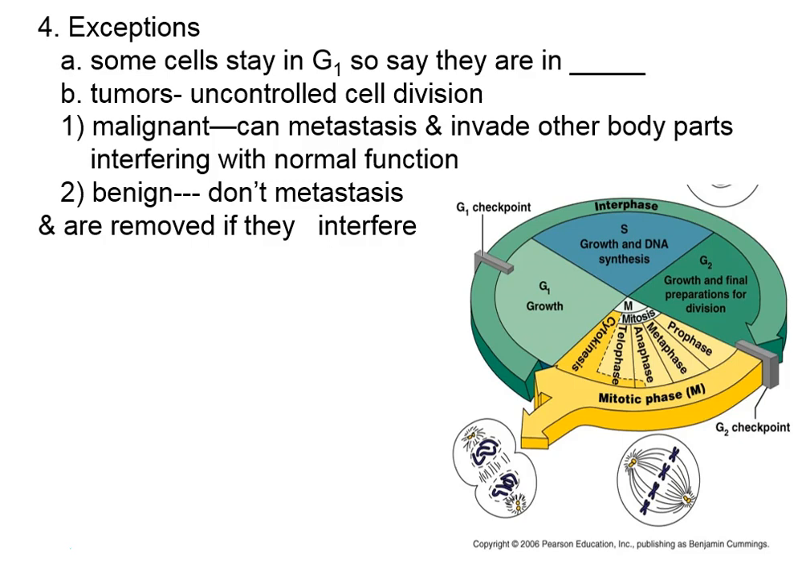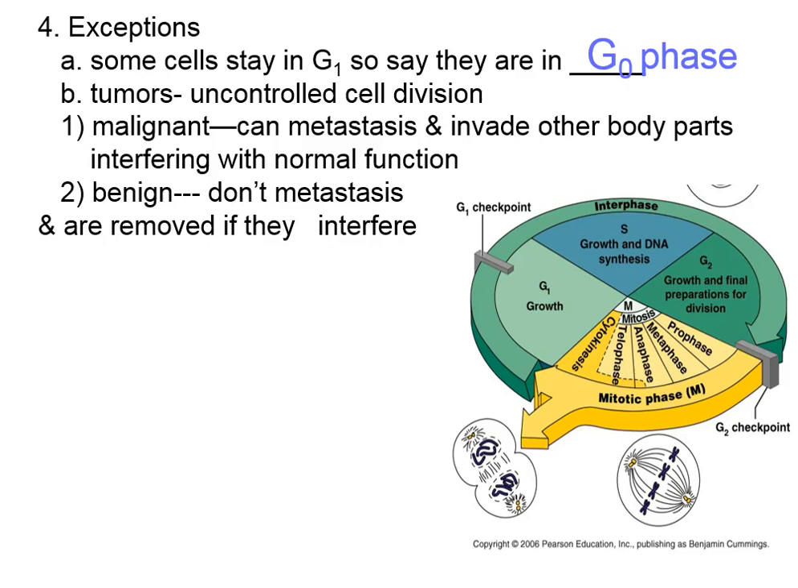Now, there are some exceptions to the steps that we just looked at in cell division. There are some cells that stay at G1. They never get to go past that G1 checkpoint, so we say that they're in G0 phase. Those are cells that don't divide, like skeletal muscle cells and most nerve cells. So they never go past that point, so they never divide. Once you've damaged a muscle cell, you've damaged it for life. There's no getting any more to replace it.